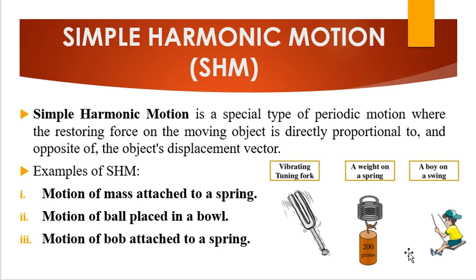You can also see some other examples here. A very famous everyday life example is a boy on a swing. You can see a boy swinging, so it moves about a point and from that point it goes upward and downward. Similarly, there is a tuning fork. The vibration of a tuning fork is also simple harmonic motion because it moves around a specific point. So these are some specific examples of simple harmonic motion.